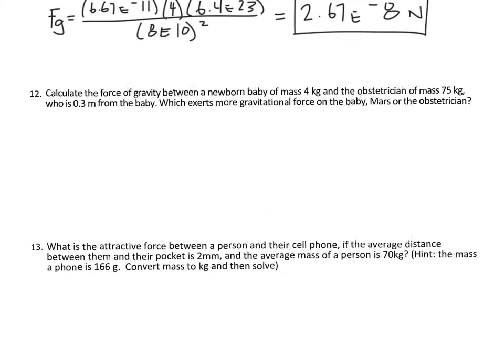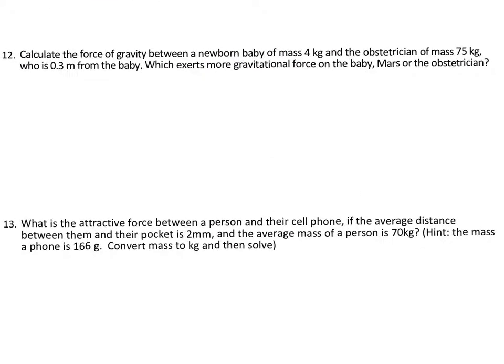Okay, moving on. Number 12. Calculate the force of gravity between a newborn baby, so again with this baby, the baby has a mass of 4, and the obstetrician, so the baby's doctor, with a mass of 75, and those two are 0.3 meters away. Okay, I want to calculate the force of gravity. So here I am solving for Fg. Fg is unknown. Okay, 0.3 is my distance. Here's the mass of my baby. Here is the mass of the doctor.